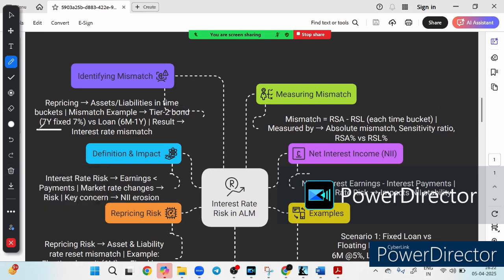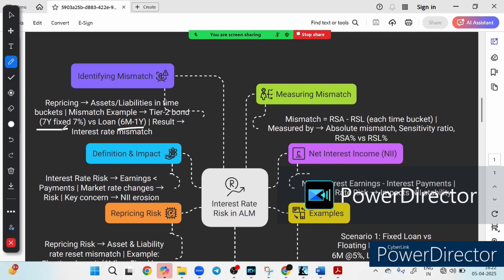A 7-year fixed rate at 7% versus a 6 month to 1 year loan. Again, I'm repeating, a 7-year fixed rate at 7% versus a 6 month to 1 year loan creates a mismatch. Obviously this will create a mismatch, because this is a 7-year fixed 7% deposit, and on the other hand we have a loan of 6 months to 1 year. This will create a mismatch.